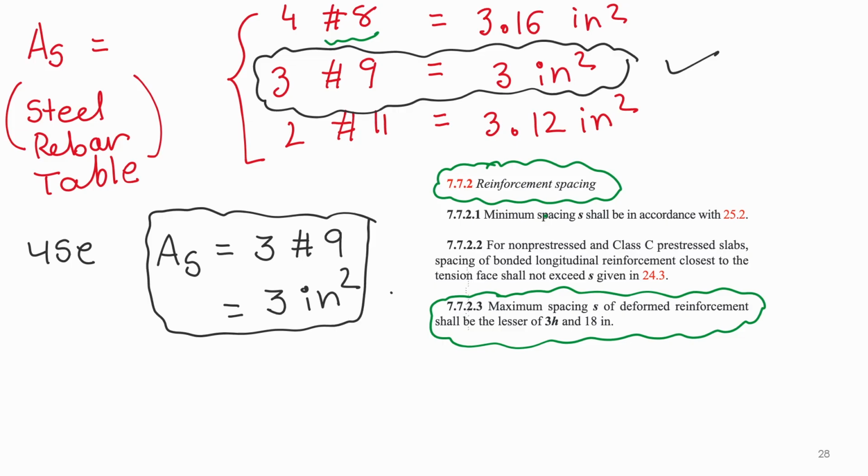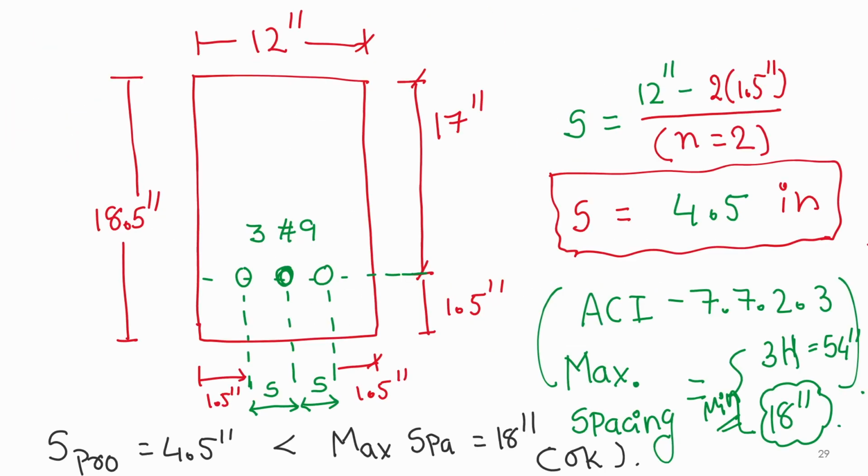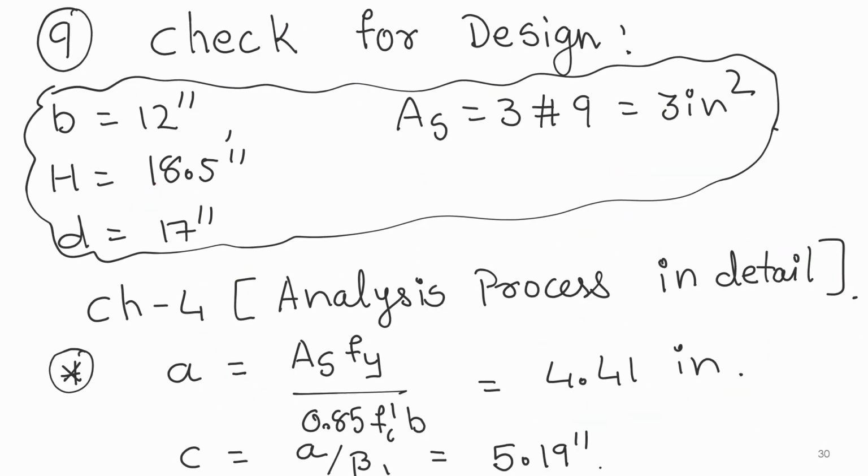Reinforcement spacing. Again, the maximum spacing s of the reinforcement shall be the lesser of 3h and 18 inch. So in our case, the spacing will be 12 minus 2 times 1.5 inch, over the 2 spaces between 3 rebars. So spacing will be 4.5 inch. According to the codes, maximum spacing is the minimum of 3h, which is 54 inch, or 18 inch. We have 4.5, which is less than 18 inch, so we are okay.